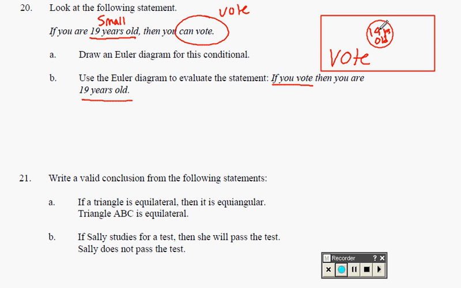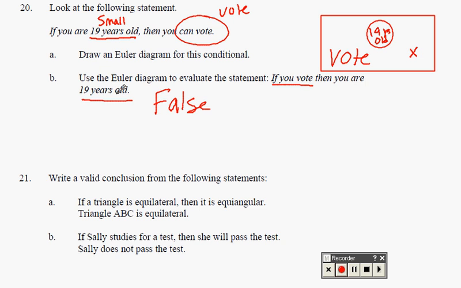So I would have to say that this statement is false due to the fact that this X right here can represent someone who can vote but is not 19 years old. So it is not true that if you vote, then you have to be exactly 19 years old.